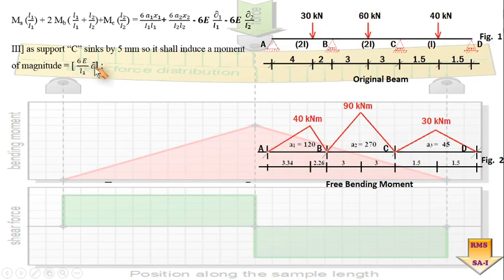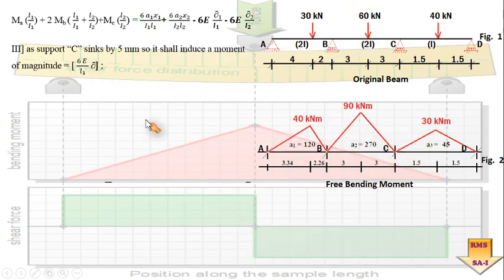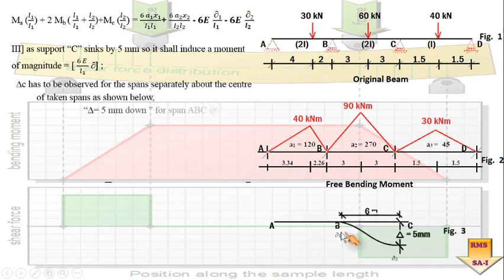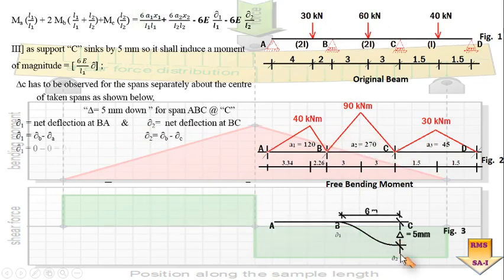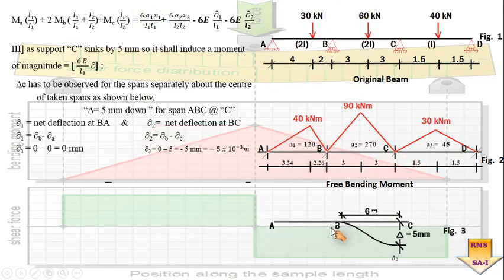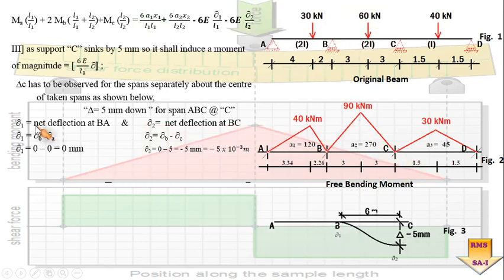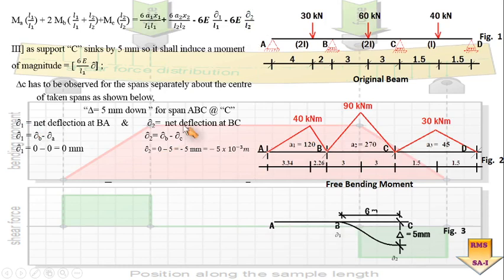So here I have introduced this particular new term for the spans AB and BC. Moving ahead, we have to work out the value of delta 1 and delta 2. Here delta 1 and delta 2 are the corresponding sinking or deflection at that particular point B and C. So here we'll try to understand how to find out the value of delta 1 and delta 2.